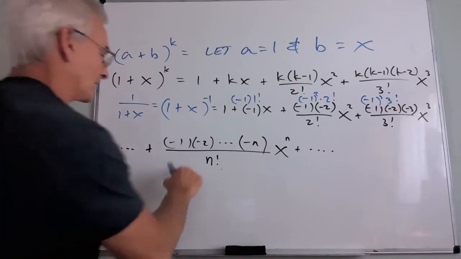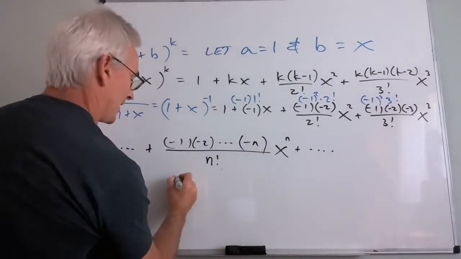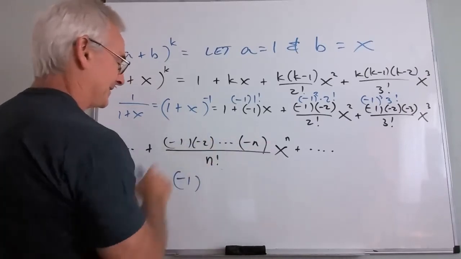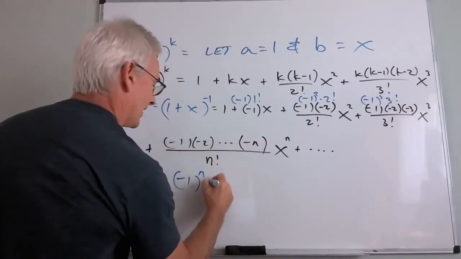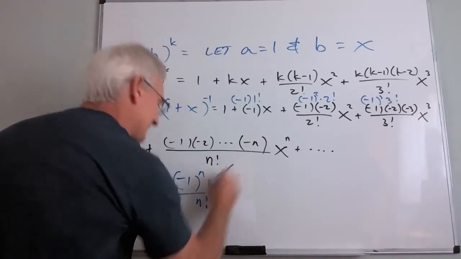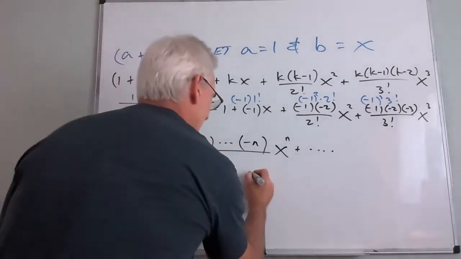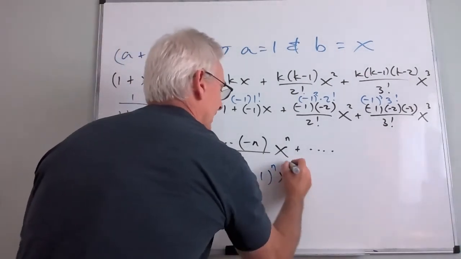Oh, so I'd rather write this. How about -1 to what power? To the n. To the nth power, n factorial over n factorial. Oh my goodness. That means my nth term is simply -1 to the nth, x to the n.